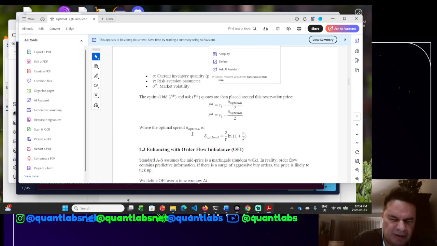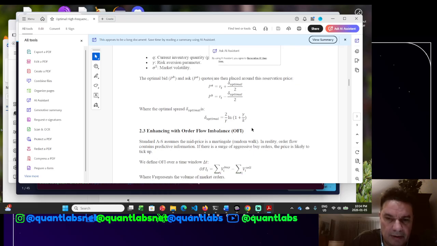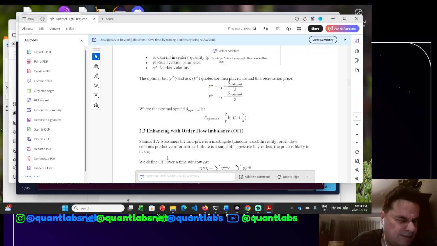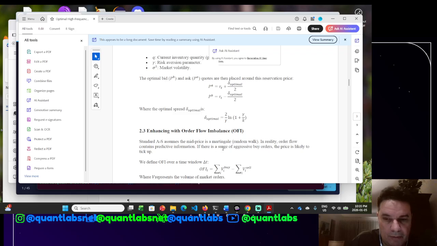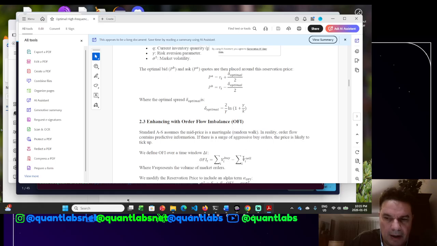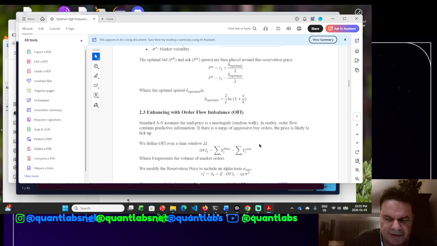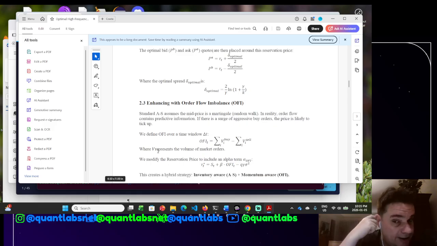So here's the optimal market value. And then we have the order flow imbalance. This is all going to be seen in the code. The standard assumption is that the mid price is a martingale, a random walk. But order flow contains predictive information. If there's a surge of aggressive buy orders, the price is likely to tick up. This is how accurate it is from a mathematical standpoint.